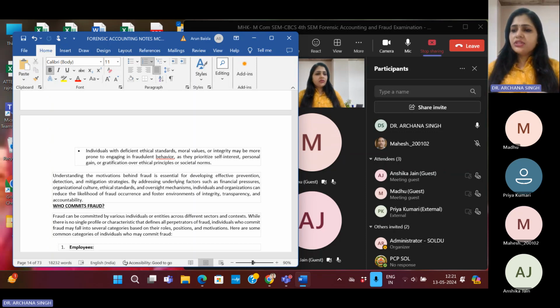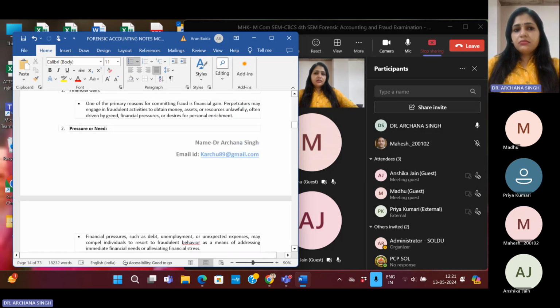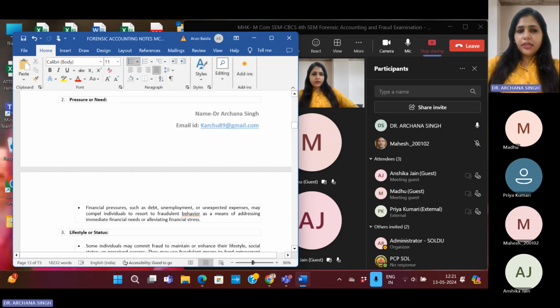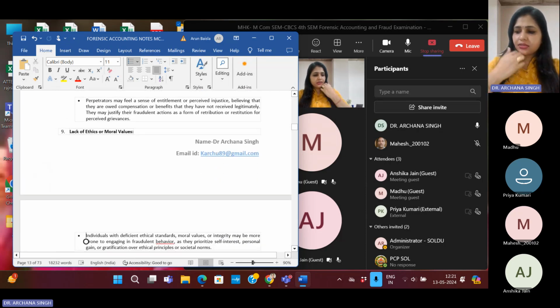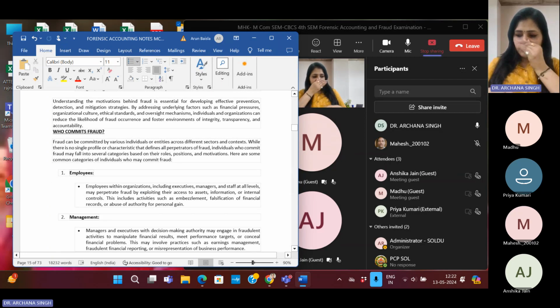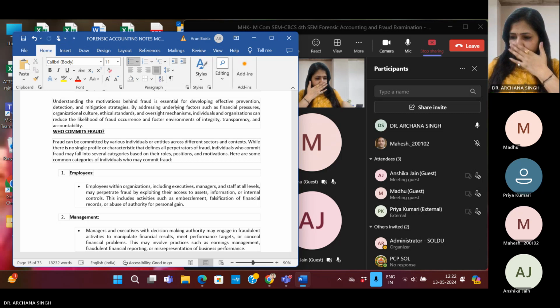Okay, now the next question is who commits fraud. Fraud can be committed by various individuals. What I discussed previously are the common motivational factors that are responsible for doing the fraud. Okay, now who are the persons, or who commits fraud. That was why fraud is committed. Now the question is who commits fraud.